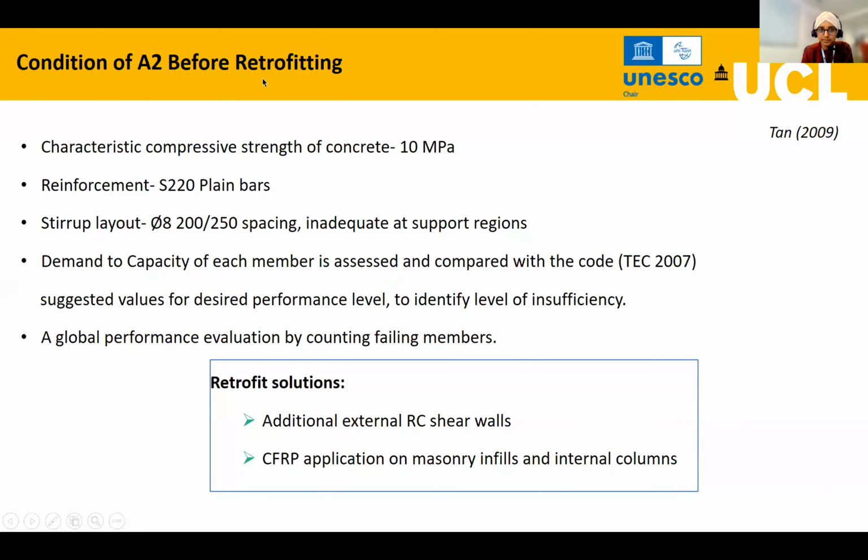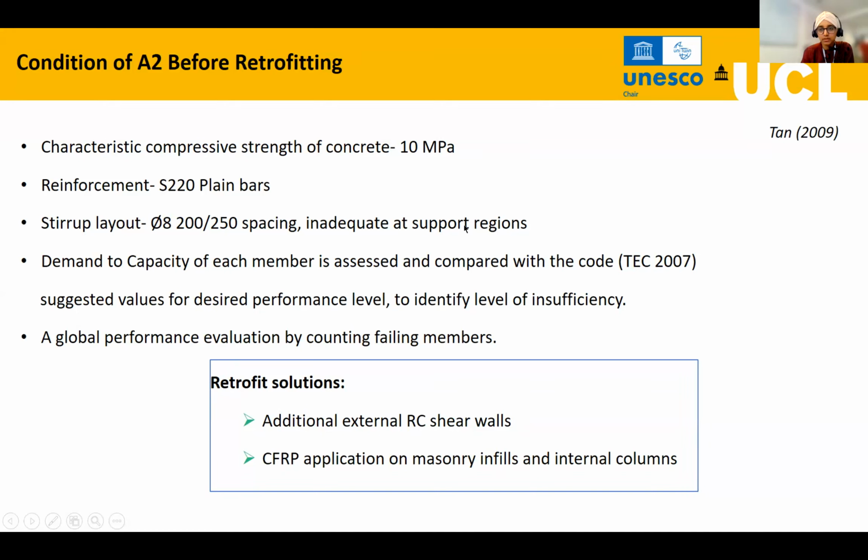So the initial assessment of A2 revealed, through some material testing and some analytical studies on simplified models, that it was deficient for the most modern seismic codes, the Turkish Earthquake Code of 2007, through a demand to capacity assessment at member level for each RC column and beam, and also through a global performance evaluation by counting all the failing members.